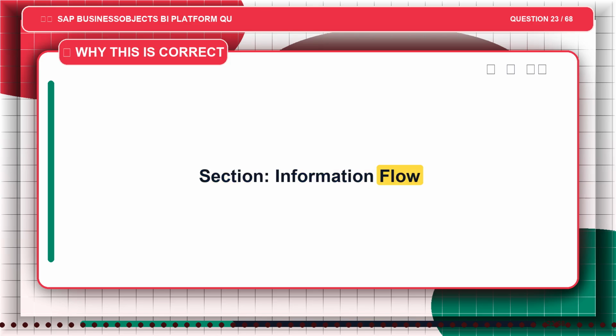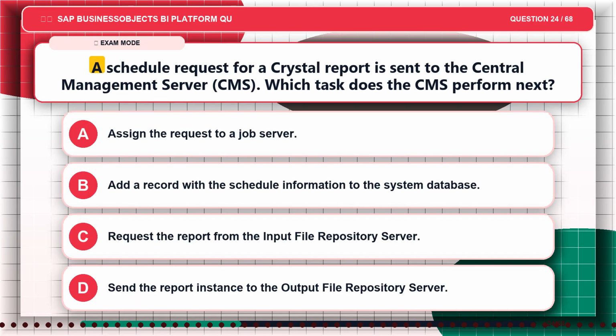Section, information flow. Question 24. A schedule request for a Crystal report is sent to the Central Management Server, CMS. Which task does the CMS perform next? Option A, assign the request to a job server. Option B, add a record with the schedule information to the system database. Option C, request the report from the input file repository server. Option D, send the report instance to the output file repository server.